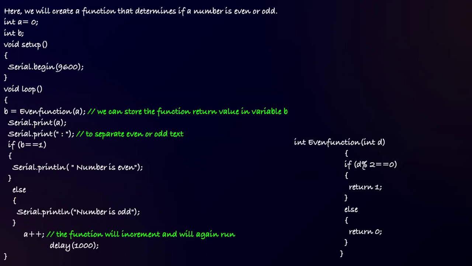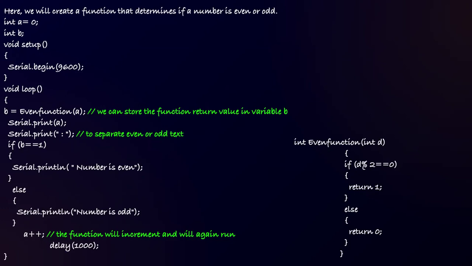Here we will create a function that determines if a number is even or odd. How? Let us see. Int a equal to 0, we have declared and assigned. Int b we have taken, and inside void setup again Serial.begin equal 9600. Then in void loop, we are assigning b equal to even function of a.